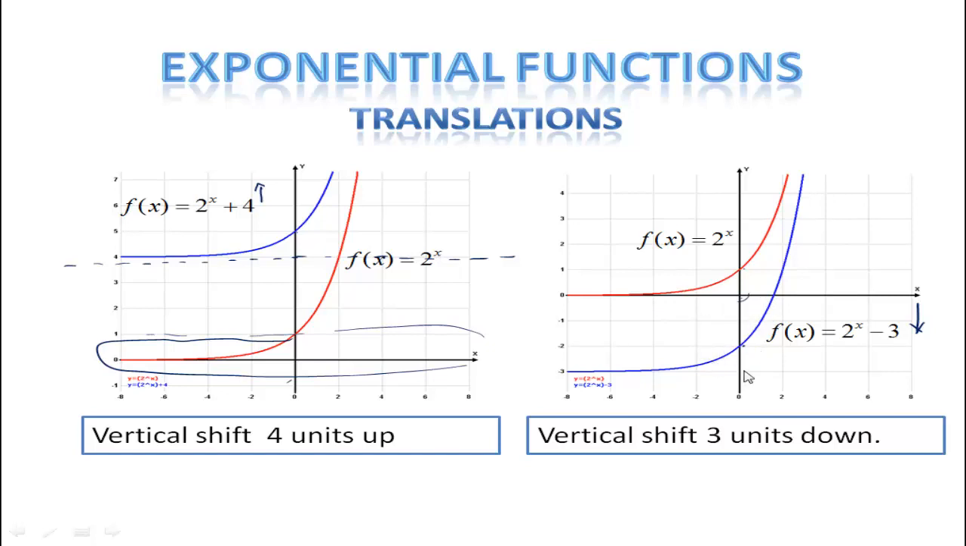Good. If I move my horizontal asymptote 3 units down, this whole line, I'm going to move 1, 2, 3. And here is the new horizontal asymptote. Okay? And you can see that it fits. My new function, which is translated 3 units down, approaches my new horizontal asymptote. Okay?